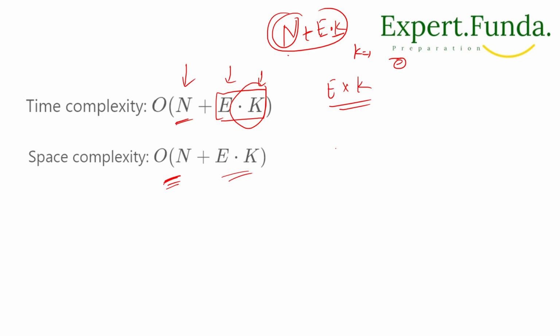And one more thing we have left: for the space, there are n nodes, and for k we have total cases.